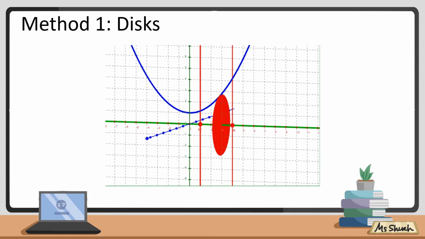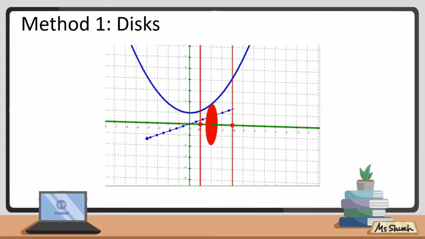As we move this disk around along our interval, you can see that the size changes because the radius changes, because the distance between the center of rotation and the function changes. And the area of these disks is what we're going to integrate to find the volume of the solid.